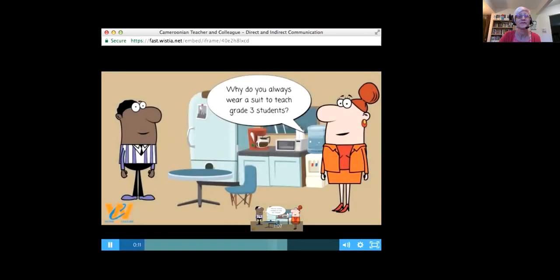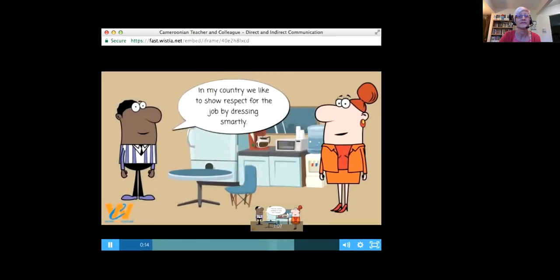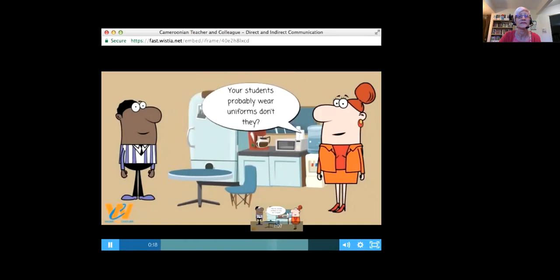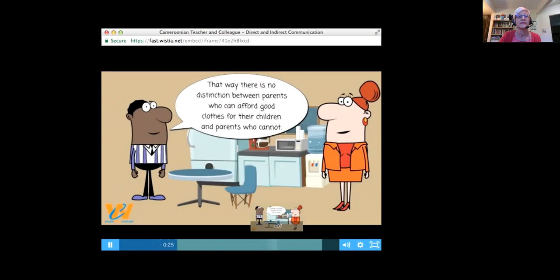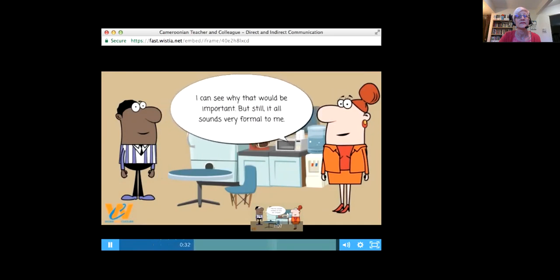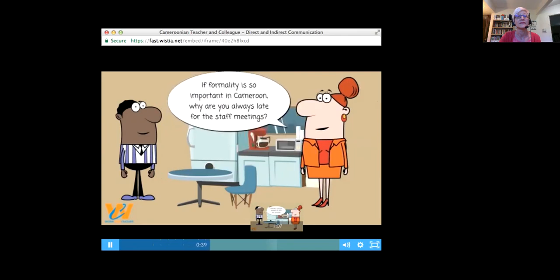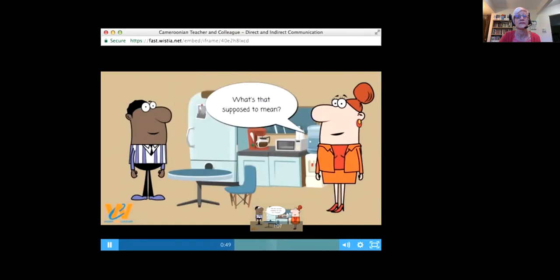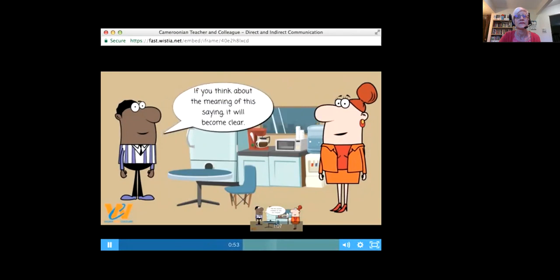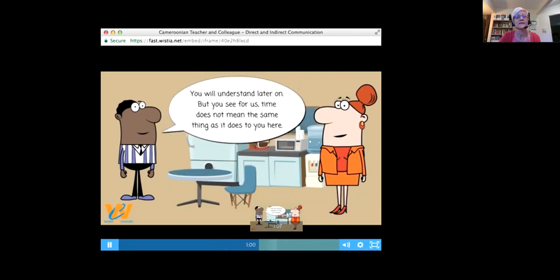Why do you always wear a suit to teach grade 3 students? In my country, we like to show respect for the job by dressing smartly. Your students probably wear uniforms, don't they? Yes, this is a standard practice. That way, there is no distinction between parents who can afford good clothes for their children and parents who cannot. I can see why that would be important. But still, it all sounds very formal to me. If formality is so important in Cameroon, why are you always late for the staff meetings? Do not step on the dog's tail, and he will not bite you. What is that supposed to mean? If you think about the meaning of this saying, it will become clear. I don't get it. You will understand later on.